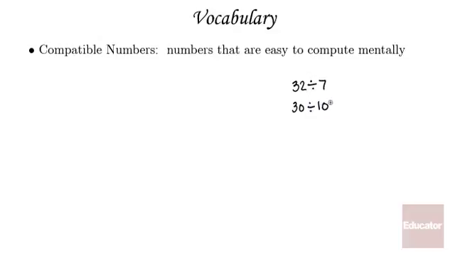However, in using compatible numbers, a person may also estimate this to 30 divided by 6, because 30 divided by 6 are two numbers that are easy to compute mentally. In this case, 30 divided by 10 are also, however, 30 divided by 6 may be a more accurate answer. This would be an example of compatible numbers, whereas this would be an example of estimating.